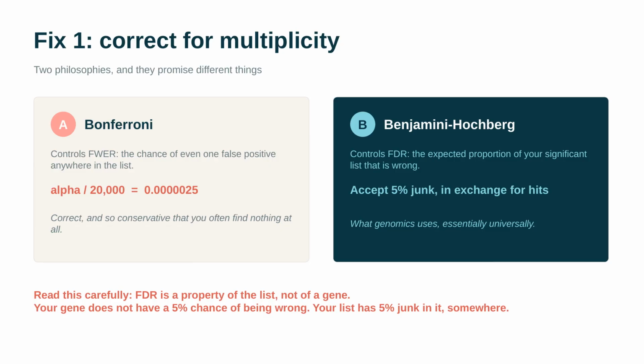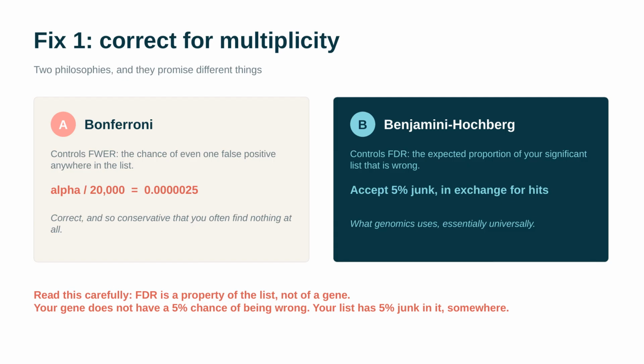The fix is multiple testing correction, and there are 2 philosophies. Bonferroni controls the family-wise error rate, the probability of even 1 false positive across the entire list. It divides your alpha by the number of tests, which at 20,000 genes means a threshold of 0.000025. It is correct, and it is so conservative that in a typical experiment you find almost nothing. Benjamini-Hochberg controls the false discovery rate instead, the expected proportion of your significant list that is wrong. You accept that 5% of your hits are junk in exchange for actually having hits. This is what genomics uses, essentially universally.